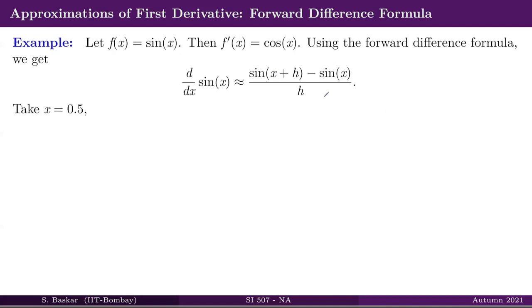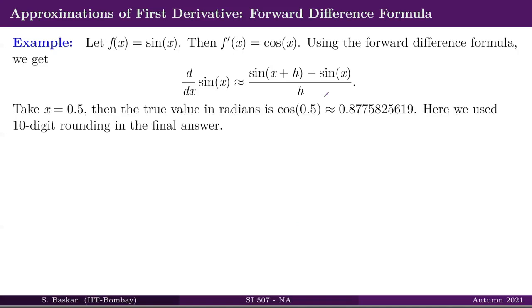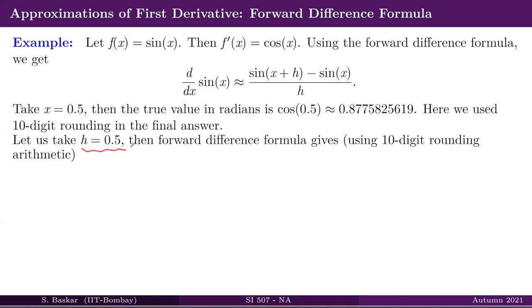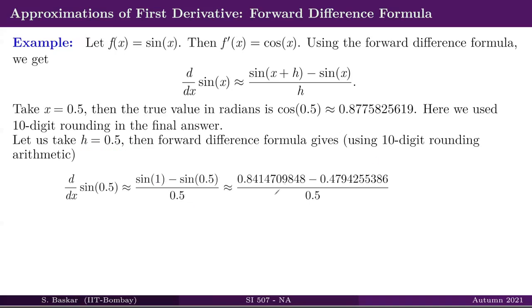To be more precise, let us take x equal to 0.5. Then f dash of 0.5 is approximately 0.877582. Let us also take h equal to 0.5, which is pretty large. Then the forward difference formula gives sine 1 minus sine 0.5, divided by 0.5. That is given by this value. I have taken the argument of sine in radians, and that comes to be 0.724 roughly.